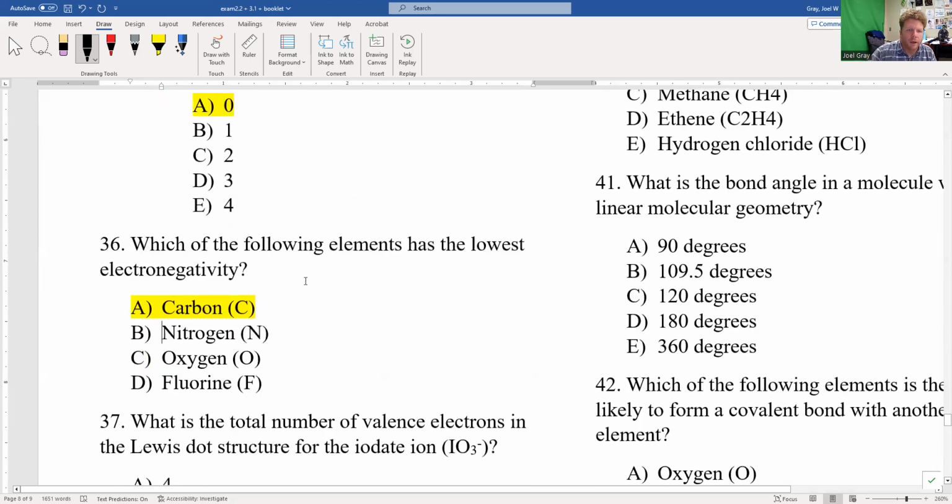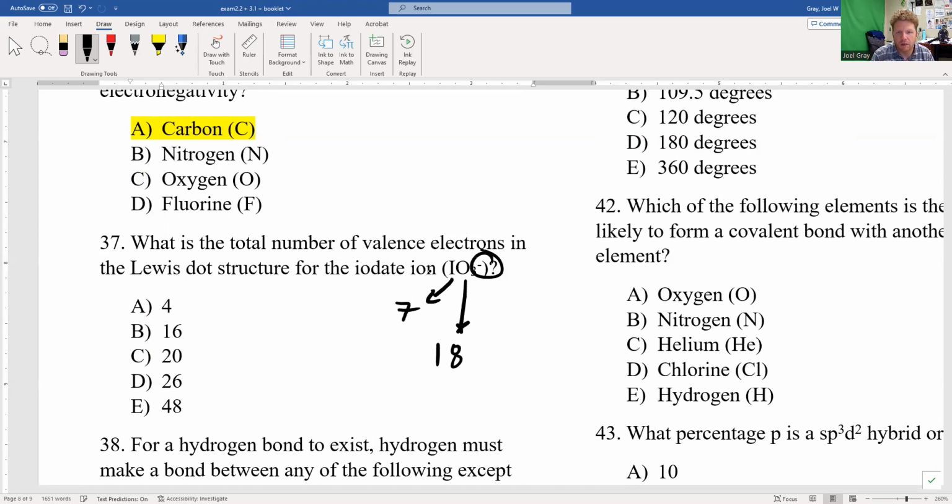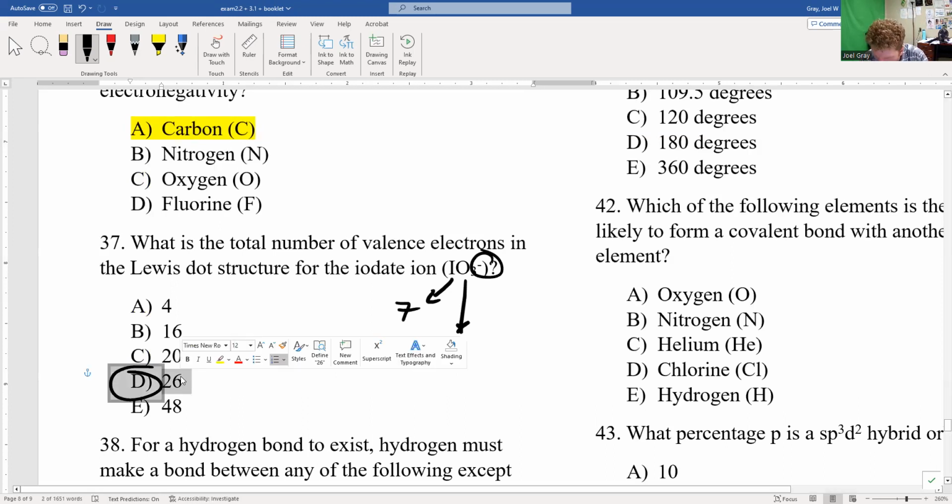Okay. Then number 37, what is the total number of valence electrons in the Lewis dot structure for the iodate ion? An iodate ion is IO3 minus. Well, that's bringing in 7. There's 3 oxygens. Each one's bringing in 6, so that's 18. So we're talking about 25. But then we got a negative charge there, so that's 26. So D is our correct answer. For 37, D is the correct answer.